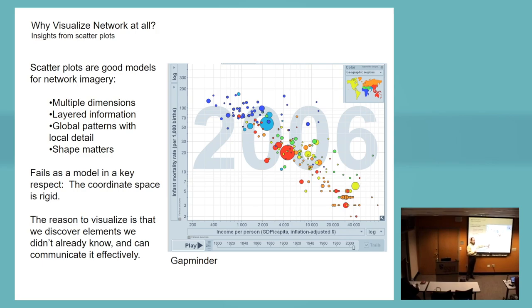This is a country-level data set. You can color them by lots of different variables simultaneously to layer on multiple dimensions. So you get the primary dimensions between X and Y. You get a third dimension in color, a fourth dimension in size. You can get a fifth dimension in movement over time as you move the Gapminder through. It's a very nice way of thinking about layers and layers and layers of multiple information on the same figure.